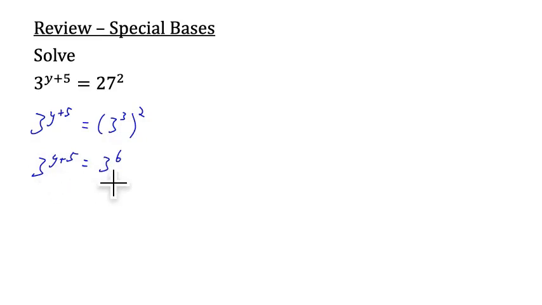Now we have two expressions that are equal to each other, and the bases are the same, so the exponents must be the same. So we have y plus 5 equals 6. And we can subtract 5 on both sides and get y equals 1.